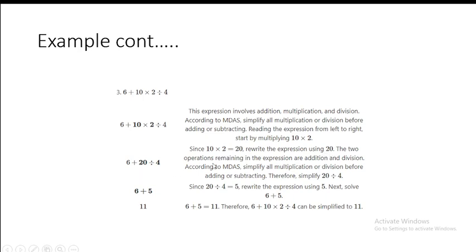The two operations remaining in the expression are addition and division. Then, according to MDAS, simplify all multiplication or division before adding or subtracting. Therefore, simplify 20 divided by 4. Since 20 divided by 4 equals 5, you write the expression using 5. Next, solve 6 plus 5, which is equal to 11. Therefore, 6 plus 10 times 2 divided by 4 can be simplified to 11.